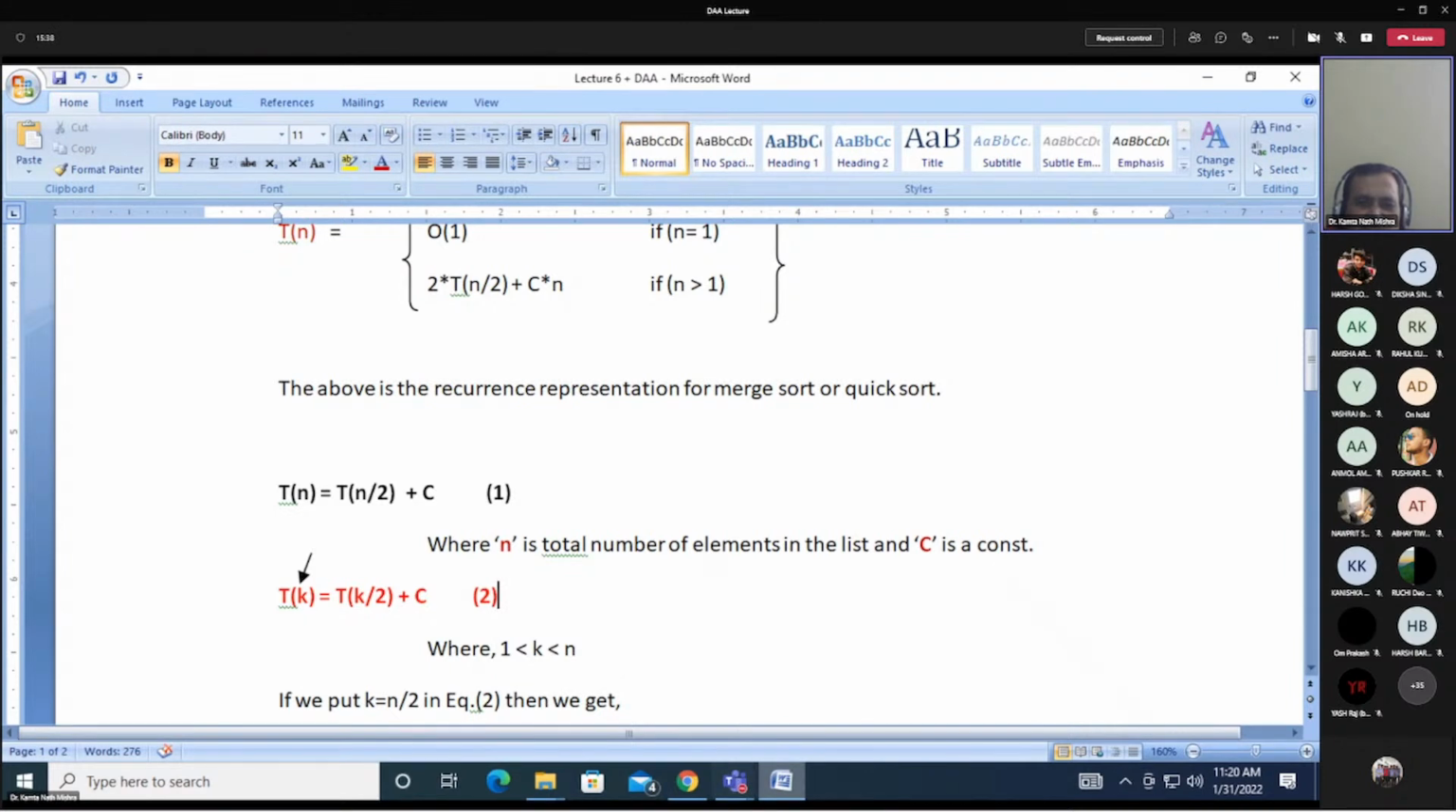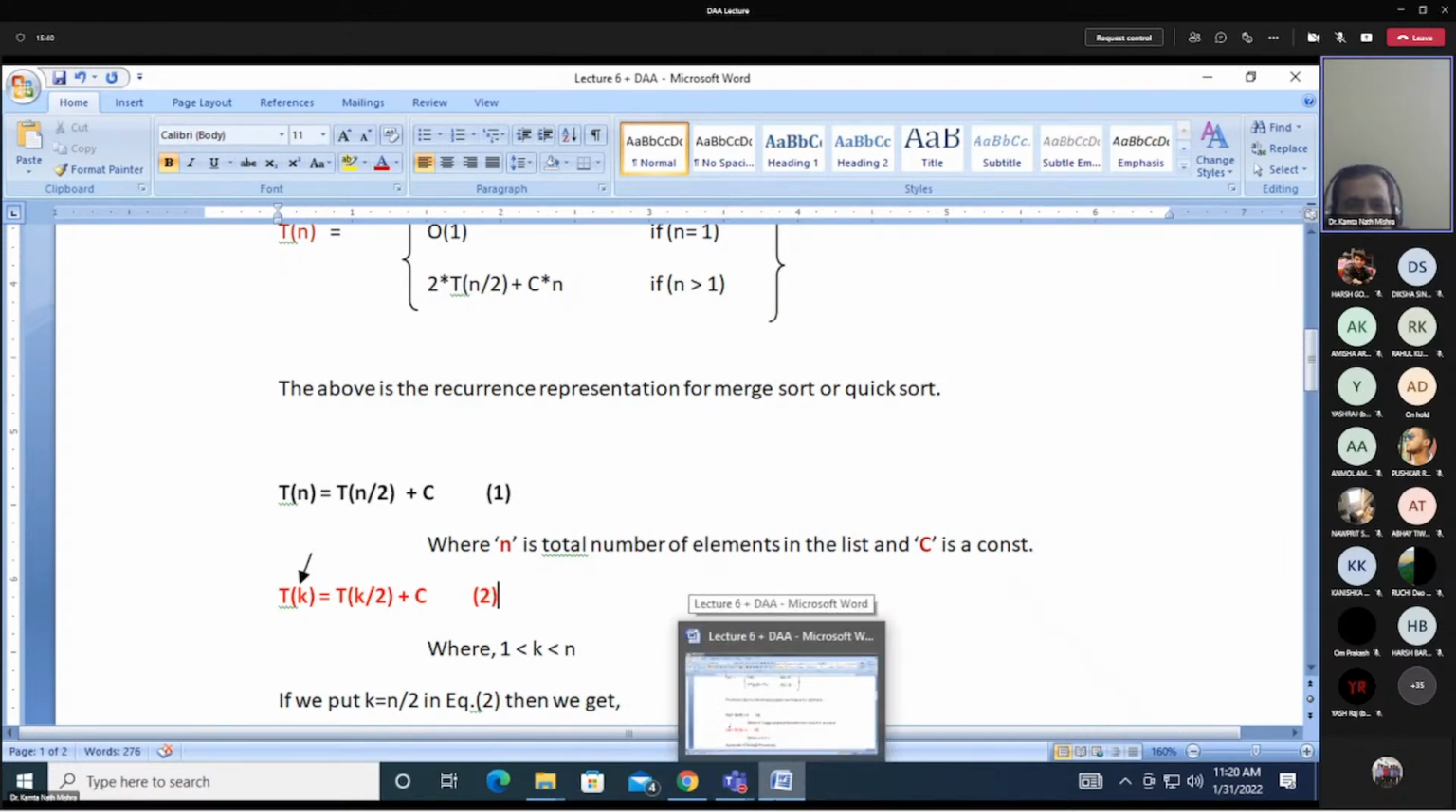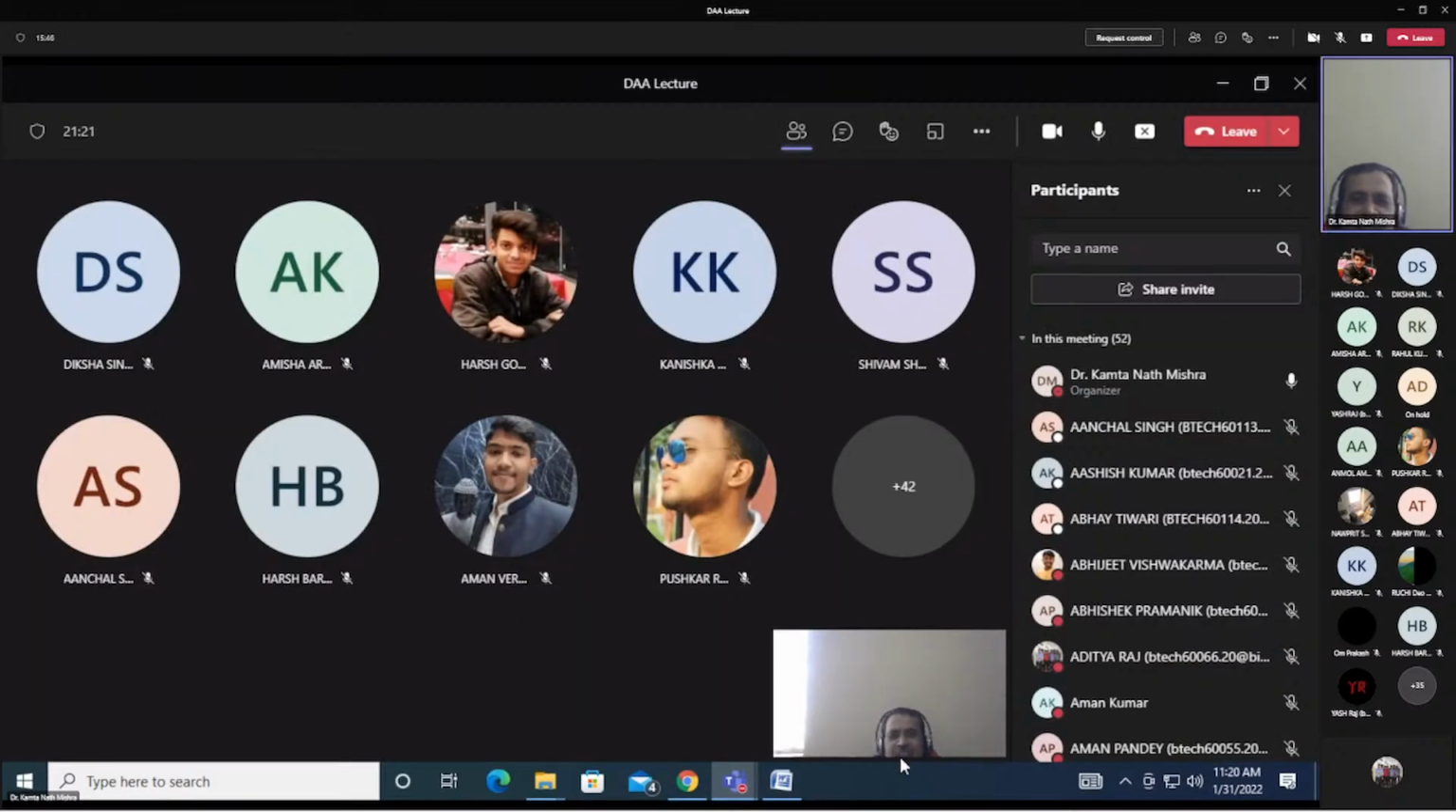So should we start solving this recurrence, T(n) = T(n/2) + C? Yes, sir. And remember, this is representing binary search. What is the best case order of binary search? Raise your hand, somebody of you can tell what is the best case order of binary search?